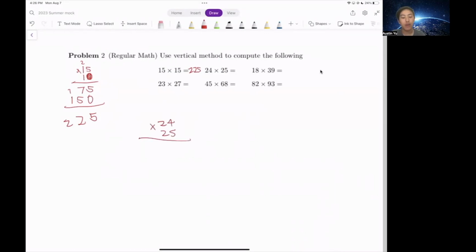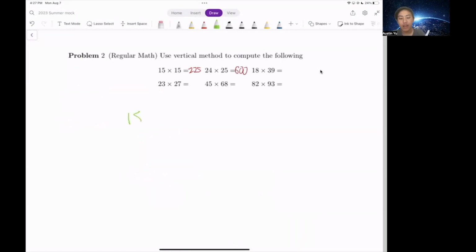Next one, 24 times 25. We can multiply 24 by 5 first. We start from the right side. 4 times 5 equals 20. Carry over the 2. 2 times 5 equals 10, plus 2 equals 12. And then 25 becomes 20, drop down a 0, and then 24 times 2 equals 48. We add these together and eventually get 600.